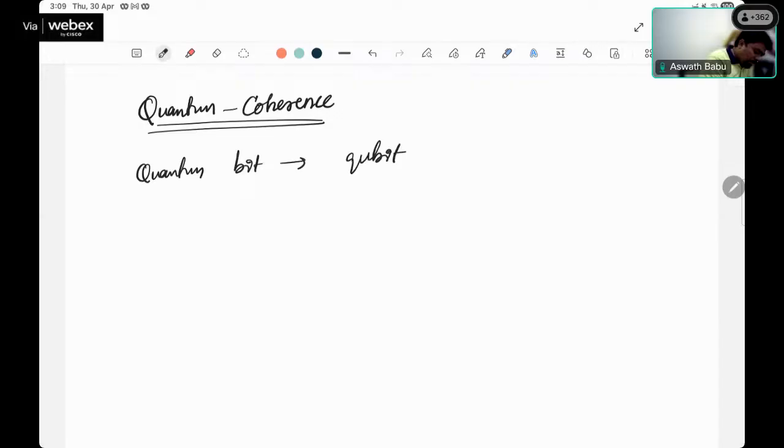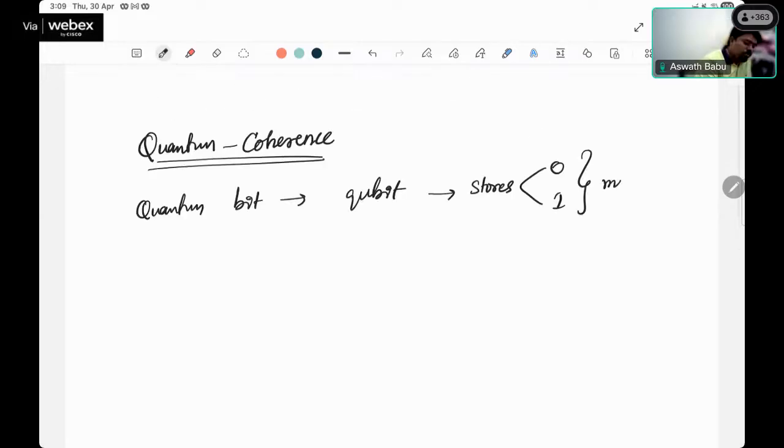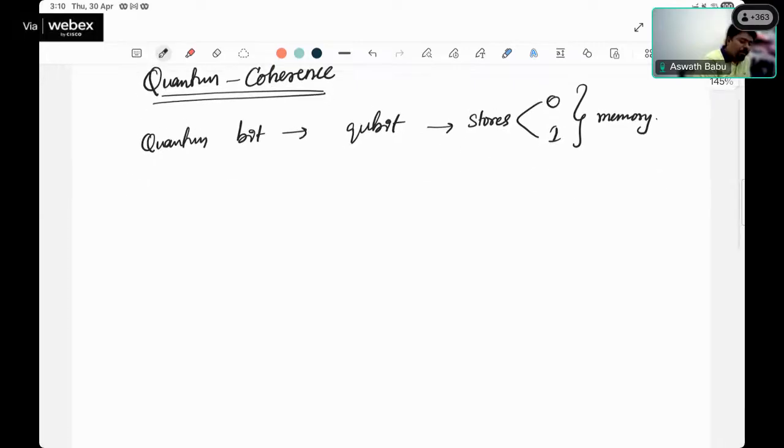So what is this? This is something which stores both 0 and 1 simultaneously. It's like a memory which stores both 0 and 1 simultaneously. That is what we were told. How it is done is up to us. We choose different kinds of hardware to realize this kind of memory.